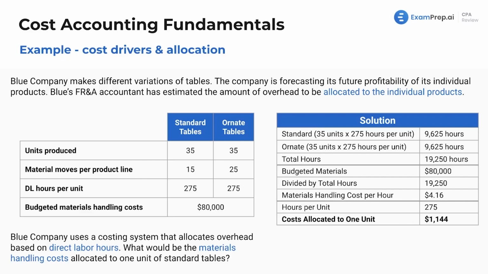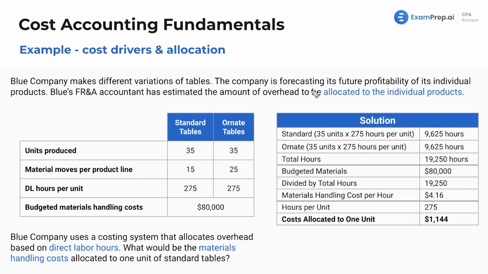We talked about cost drivers and allocation. Let's see an example of one of these. All right, we're going to do much more allocation in our next lesson as mentioned, but hey, why not see it now and slowly get introduced to something rather than hitting you with a wave and expecting you to be able to swim. All right, so Blue Company makes different variations of tables.